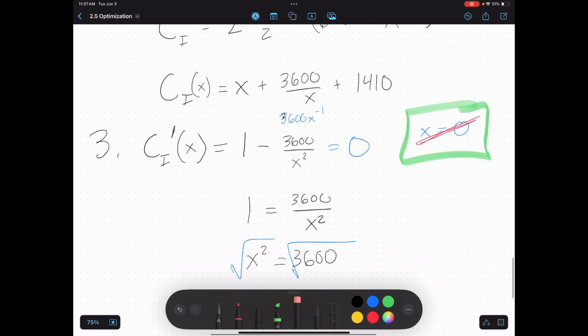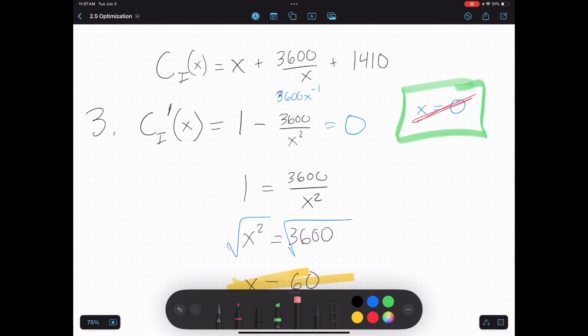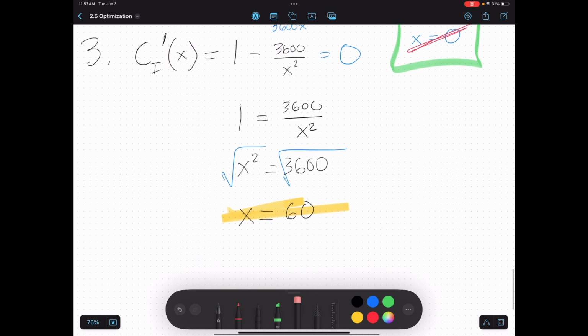So as I continue to solve for this, I can get the 3,600 over x squared to the other side, multiply by x squared, square root everything, and I get x is equal to 60. Much more reasonable answer. That means each time I reorder, I'm ordering 60 calculators. That means what is n going to be? 10. That means you're reordering 10 times. What's the average number of calculators you're storing? I can find that too. That means on average, I'm storing 30 calculators.